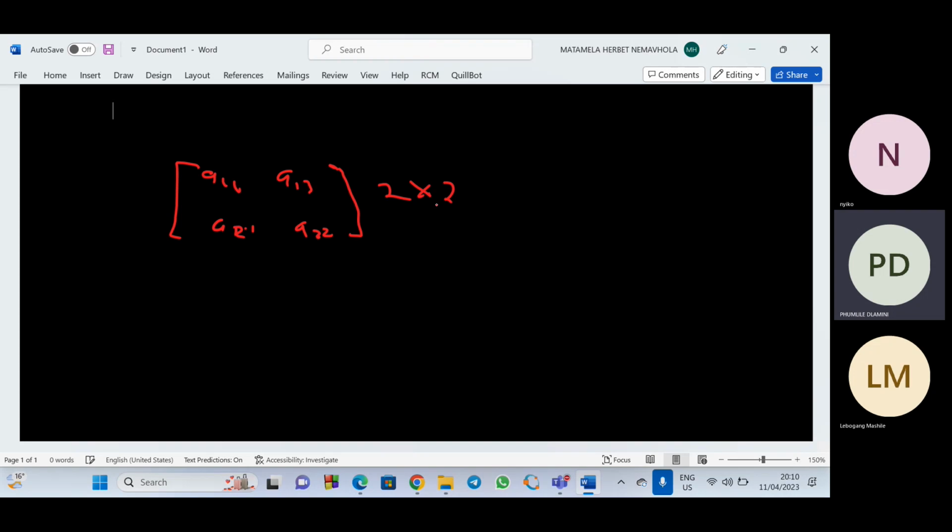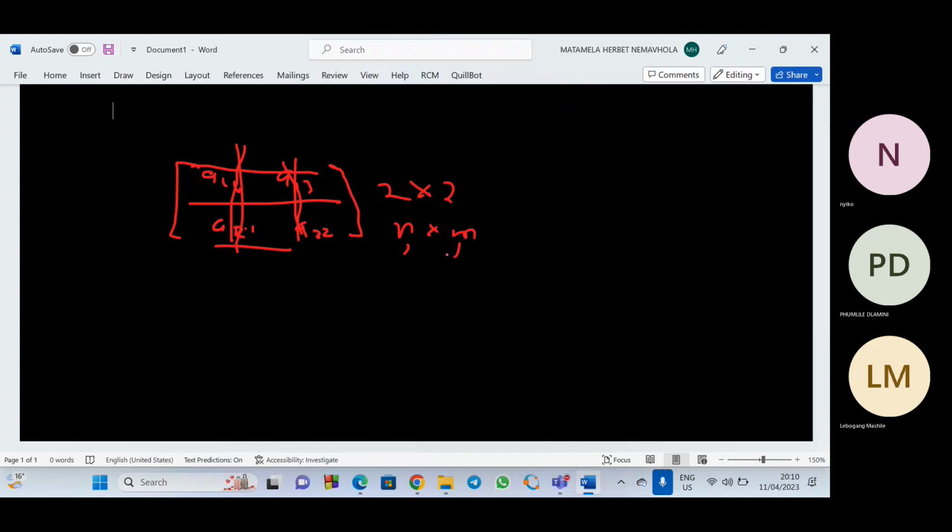In this 2 by 2 matrix, we have rows. A row is a line that goes horizontally, and the lines that go vertically, we call them columns. So it starts with a row M multiplied by N. The N stands for rows and the M stands for columns.